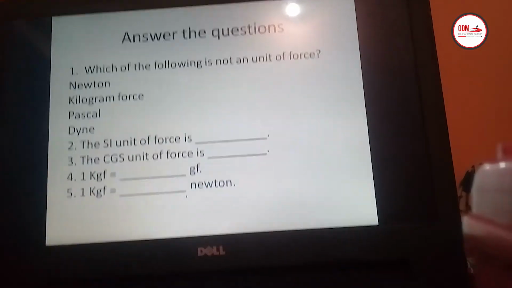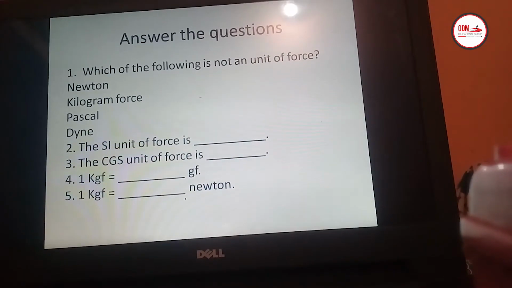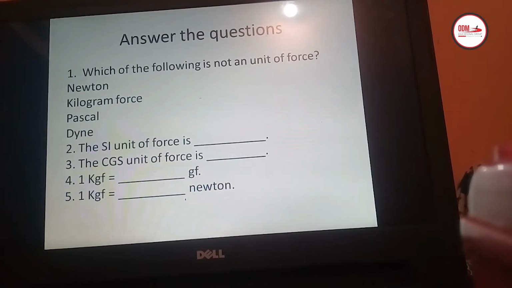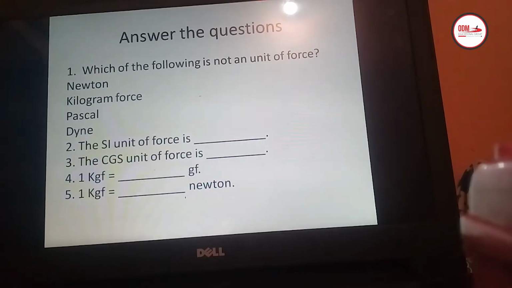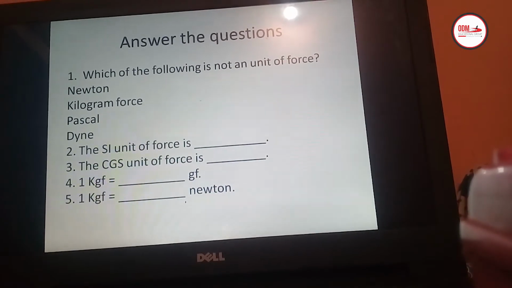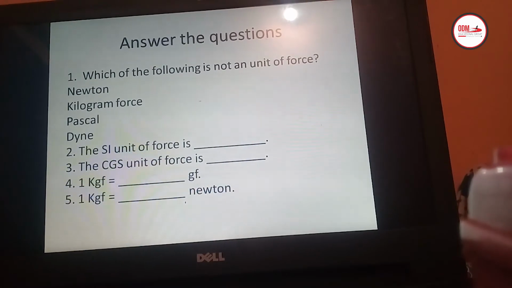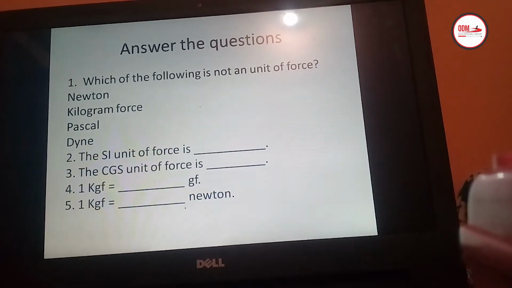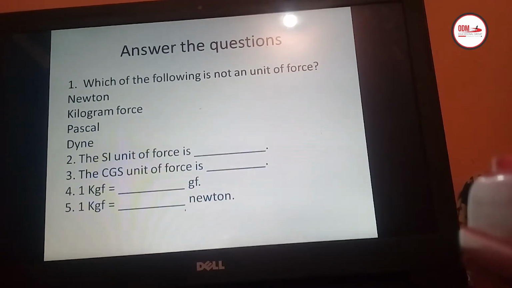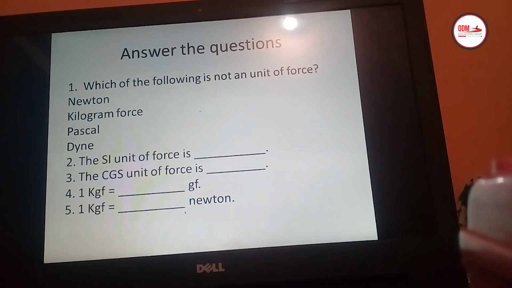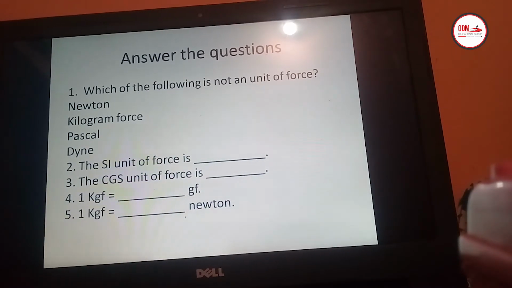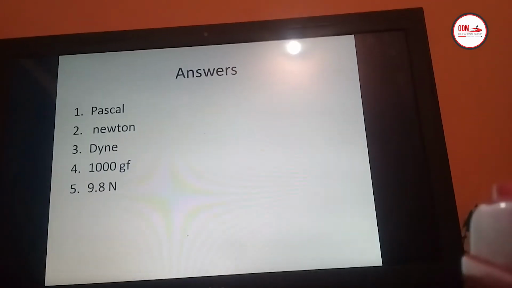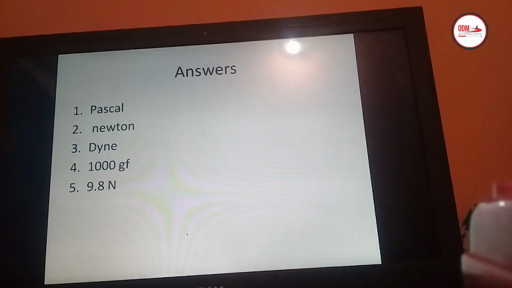So children, I have prepared some questions for you. So these are the questions. Which of the following is not a unit of force? I have given you 4 options: Newton, kilogram force, Pascal and dyne. So I will say the answer also. Pascal is not the unit of force, it is the unit of pressure. So Pascal is different. Similarly, you just see the slide and try to find out the answer. In the next slide, I will show you the answer and you all check whether your answers are correct or not. See how many of you have done the answers correctly.